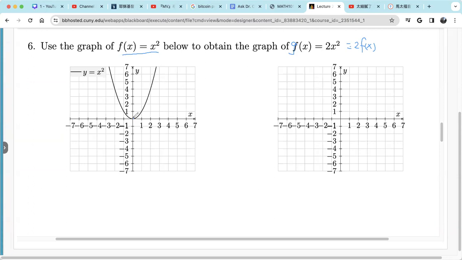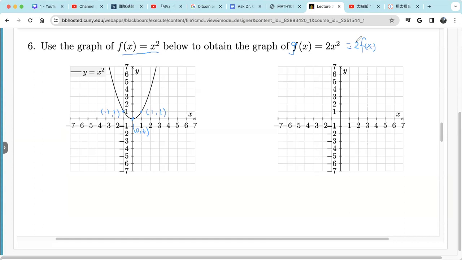Let's still work with 3 points. (0, 0), (negative 1, 1), and (1, 1). And the graph is different from absolute value functions, right? Because this is roundish, it's smooth. So when we graph, we have to remember the shape of the graph.